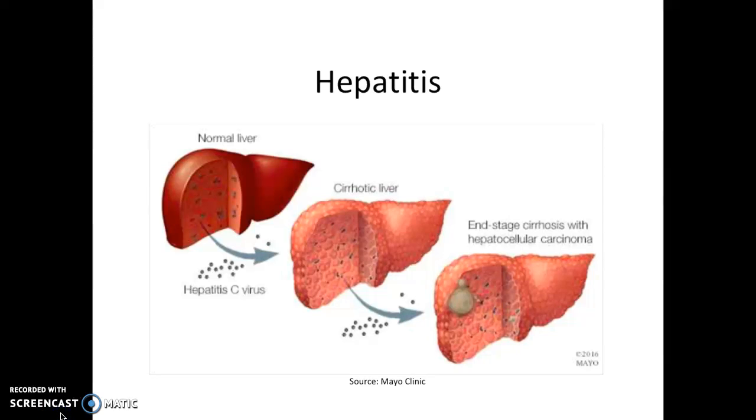We're going to talk about hepatitis today. So hepatitis is a virus that infects the liver, and in the case of hepatitis B and C, can cause chronic hepatitis leading to cirrhosis and potentially hepatocellular carcinoma.